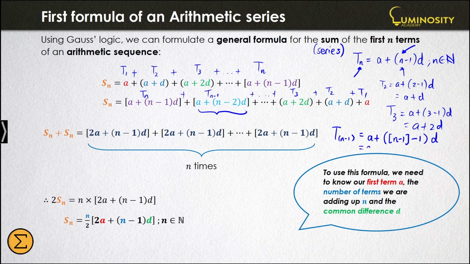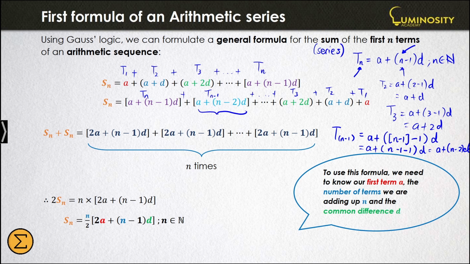So that's where I get a plus, well, I'm going to have n minus 1 minus 1 times d. But minus 1 minus 1 is just minus 2. So that's where I get that a plus n minus 2 times d from. That's where this is coming from.